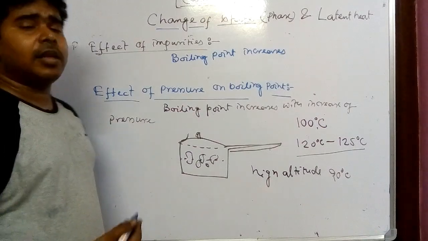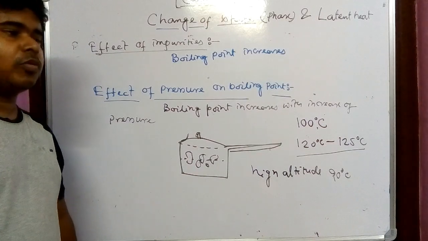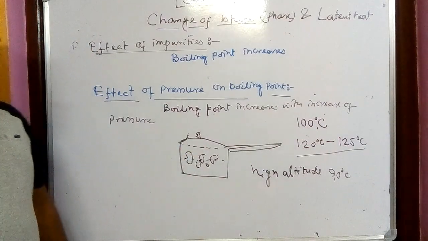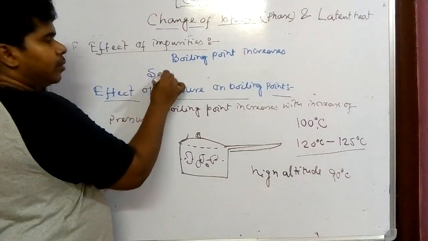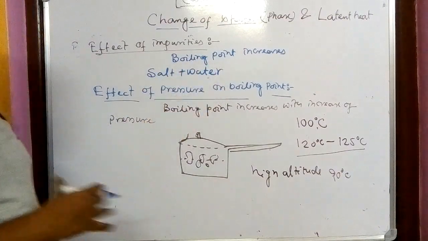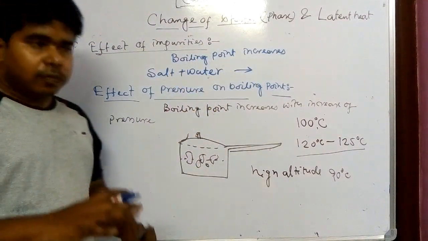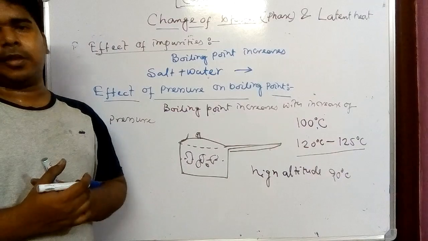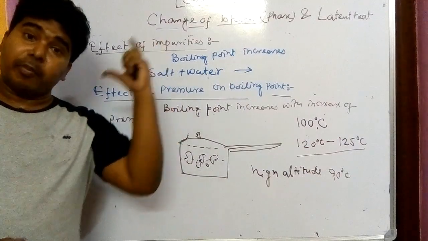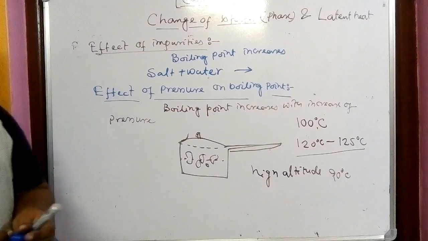So that's why you have seen that when a cook cooks food for a large number of people, he or she applies salt to the water. If you apply salt to water, its boiling point is increased, so that the food item is boiled much faster. So by adding impurities, the boiling point increases. For melting point it decreases, but boiling point increases with the addition of impurities.